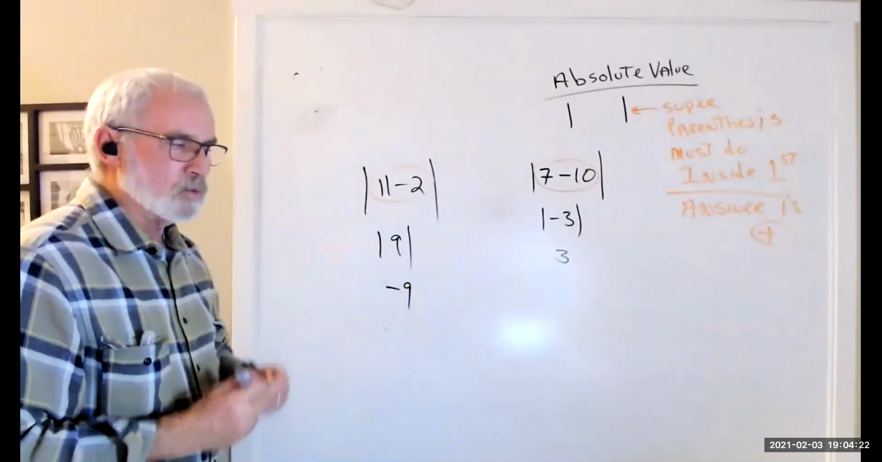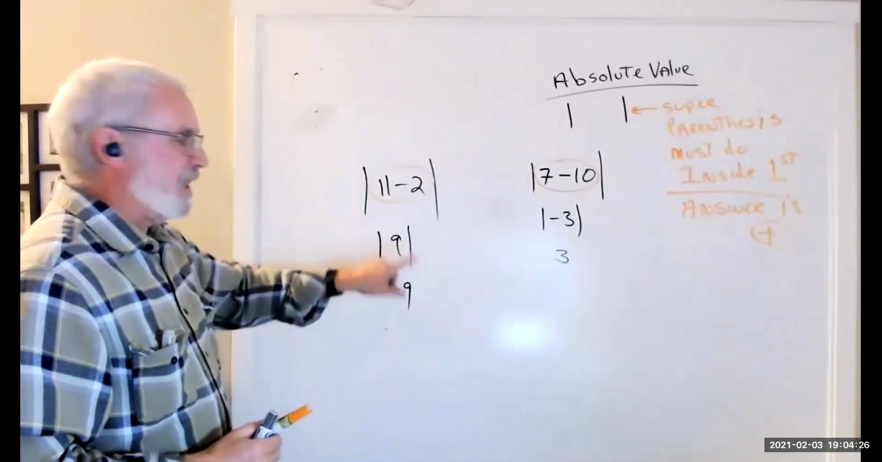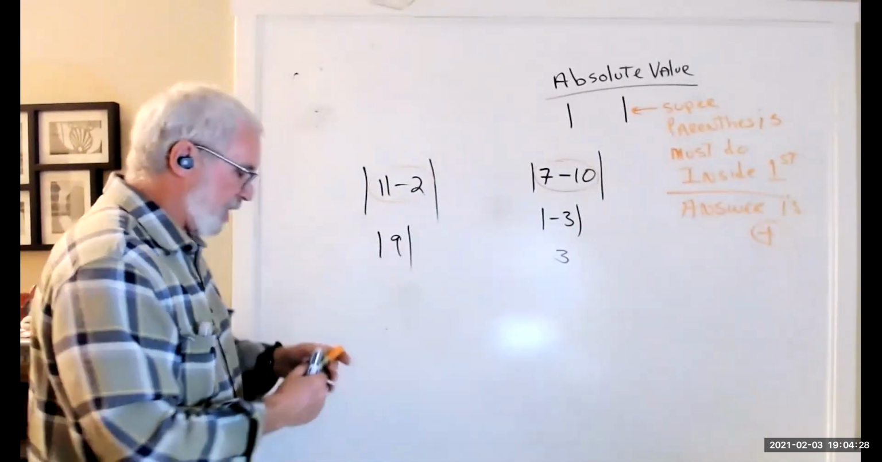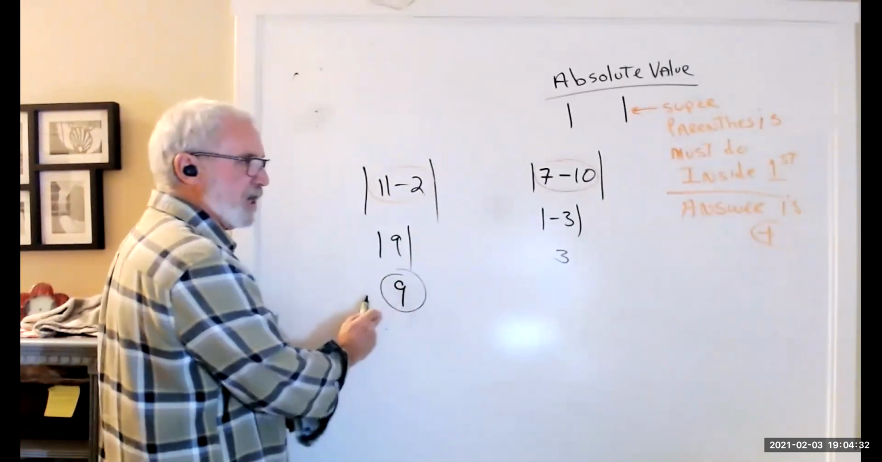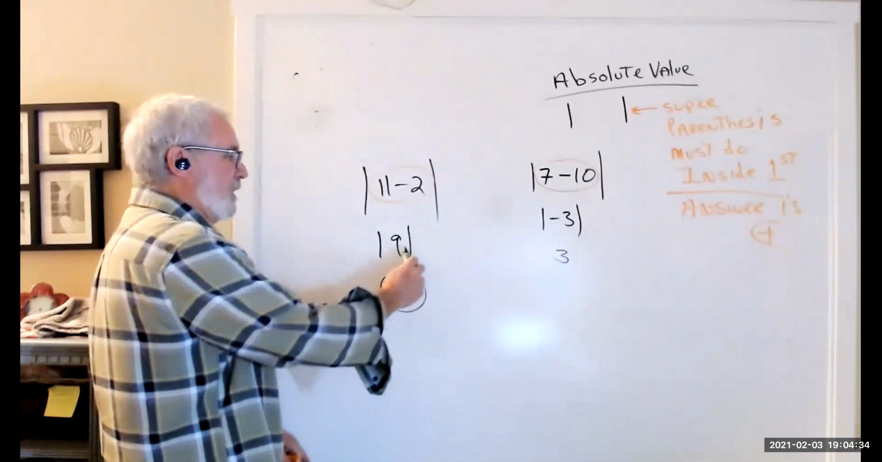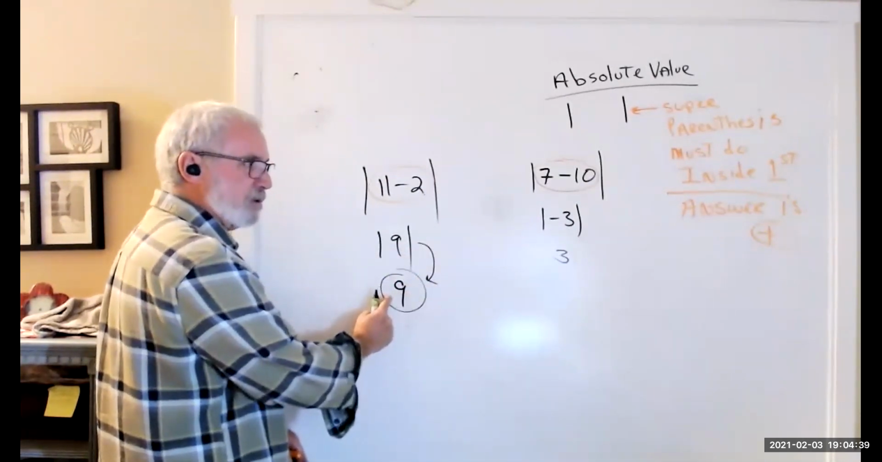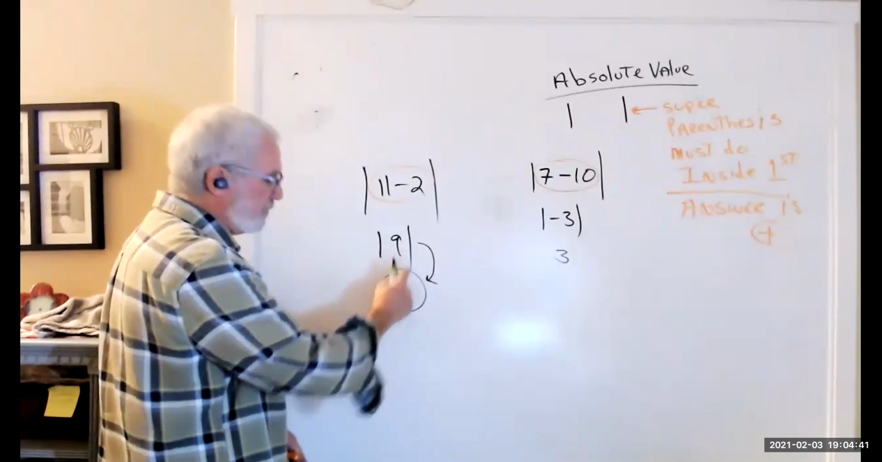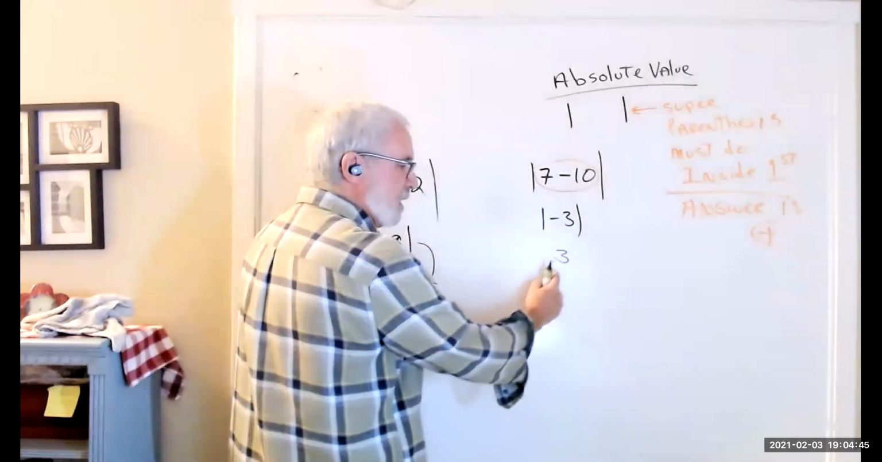Wrong, wrong, wrong. The absolute value takes whatever's inside and makes the answer positive. Since it was already positive 9, we just leave it as 9. The answer to an absolute value is always a positive number. If it starts positive, then it stays positive. We're happy. But if it starts negative, then it becomes positive.